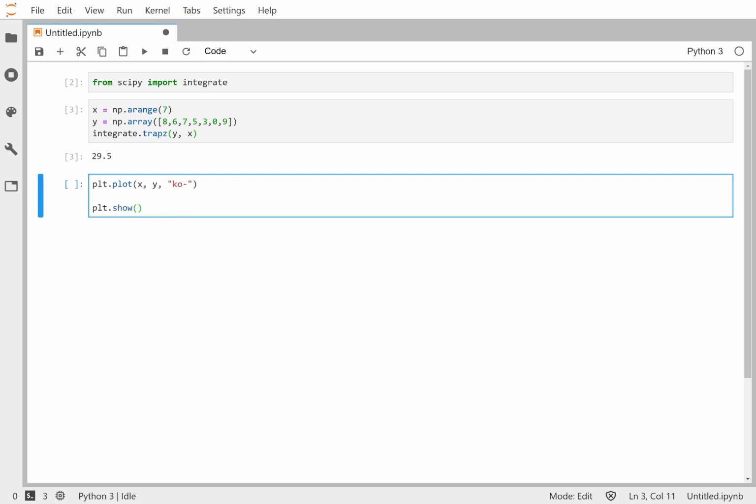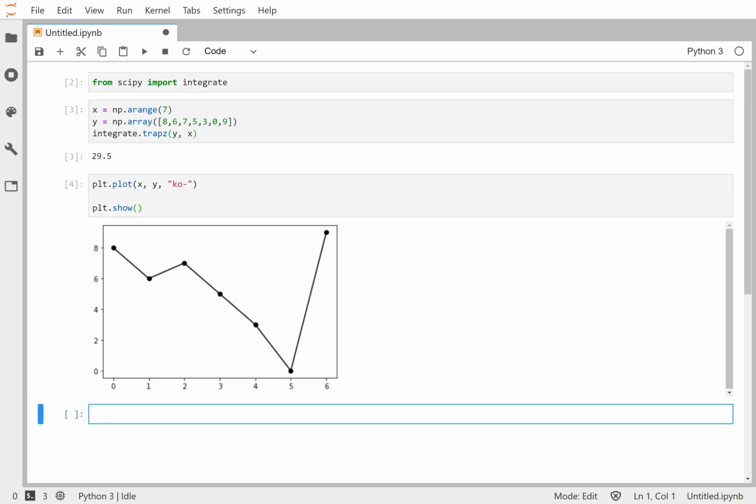I don't know if I've shown you an example of this. I've put multiple different formats in this one space here. The first one, k, is for black. o says I want dots. Dash says I also want a line. So there we go. That's Jenny's phone number, and then we have these points evaluated along the phone number there.